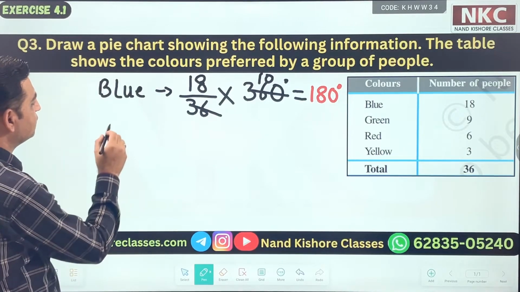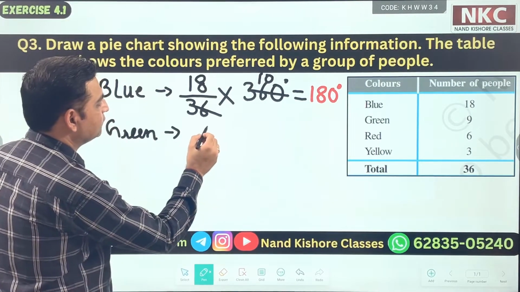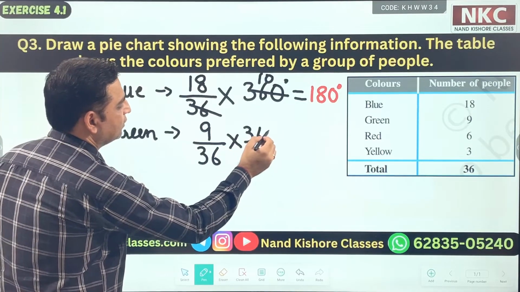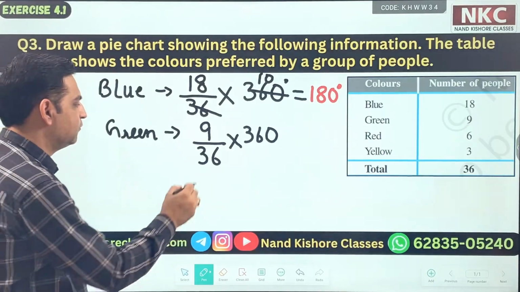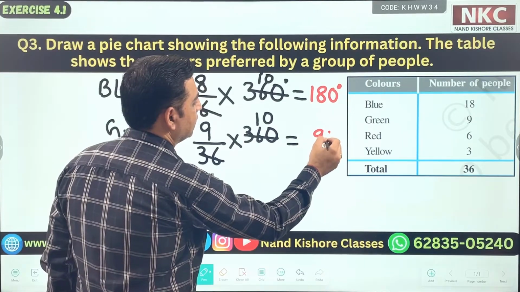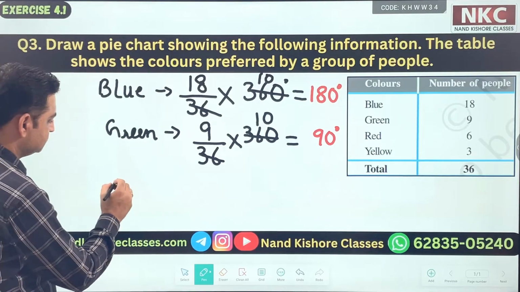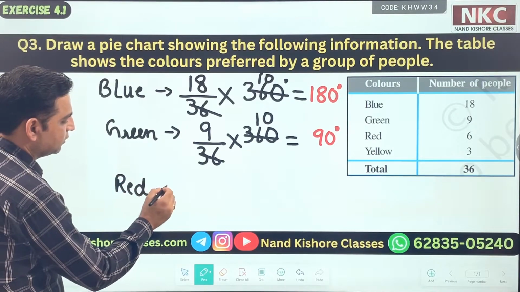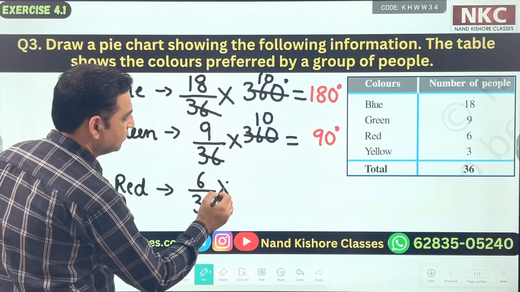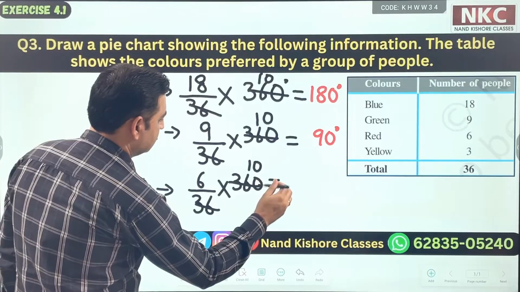In the same way, let us check for green color. For green color, 9 is the count divided by 36, multiplied by the total angle, which is 360. If you cancel them out, what will we get? We will get an angle of 90 degrees. In the same way we can check for red color. For red color, we have 6 over 36 multiplied by 360. That means the angle will be 60 degrees.